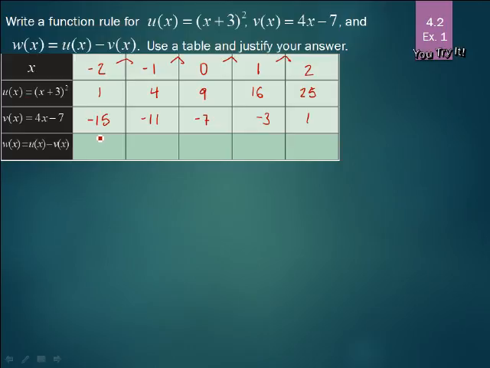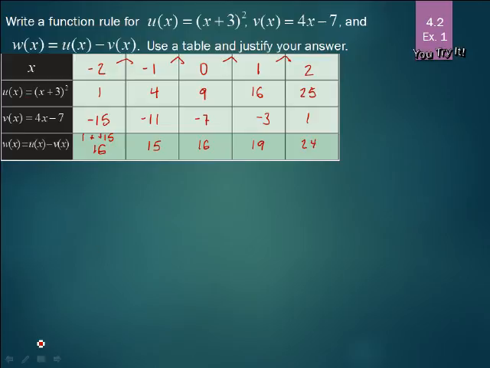So now w of x, just u of x minus v of x, so we can subtract each of these values. So 1 minus -15. I'm just going to write this out because a common error here is it's minus a negative, and so that's going to be plus, so 1 plus 15 is 16. 4 minus -11 is 15. 9 minus -7 is 9 plus 7, which is 16. 16 minus -3, 19. And 25 minus 1 is 24.